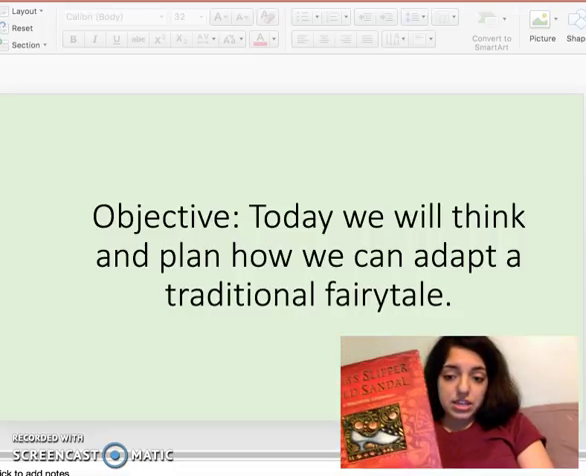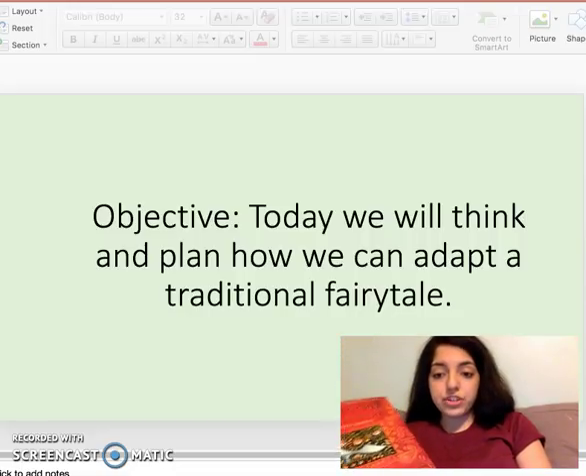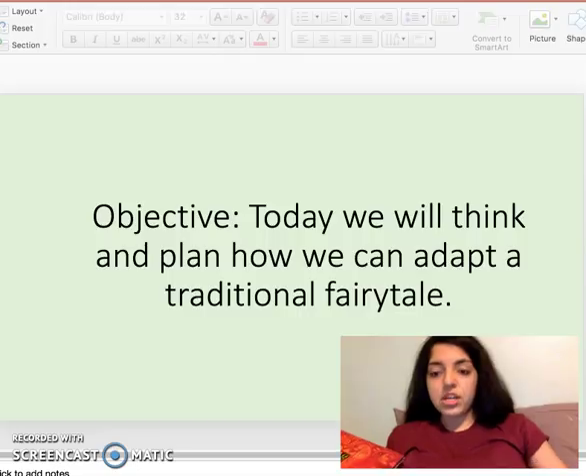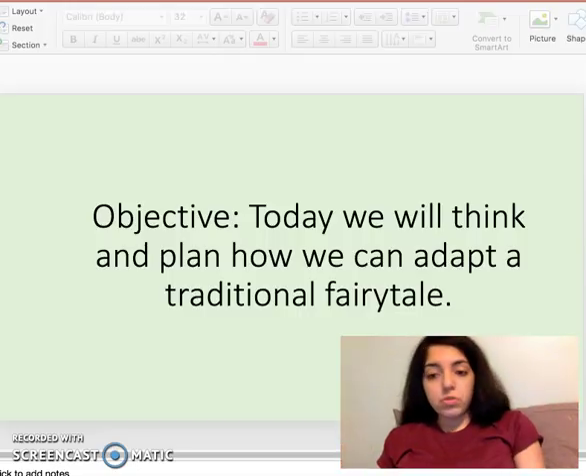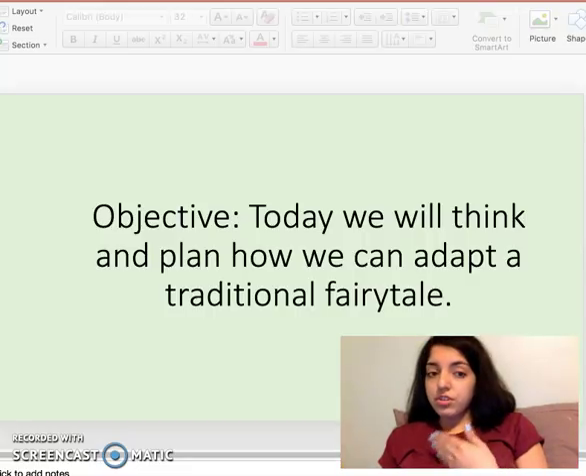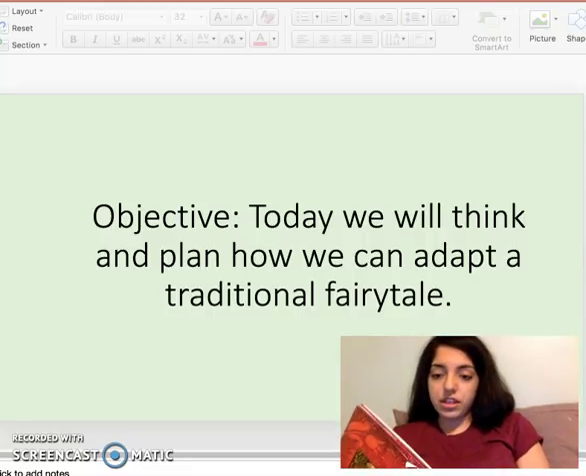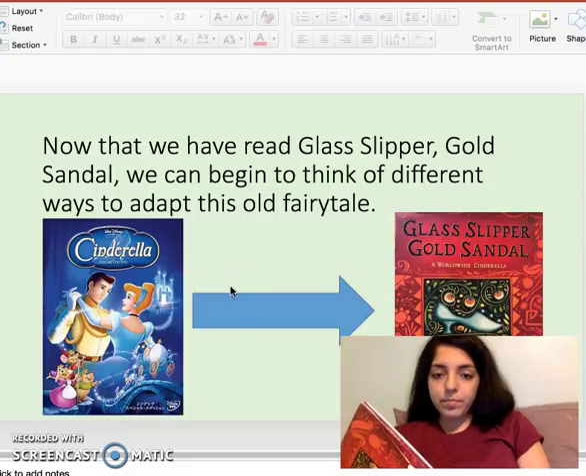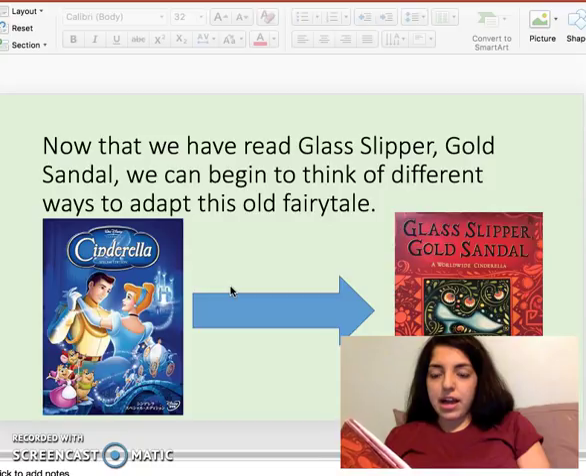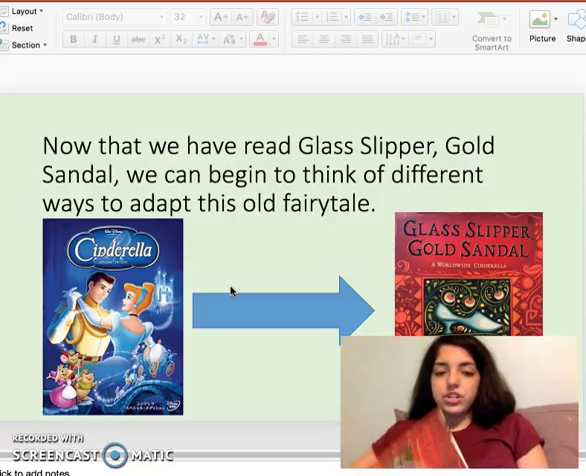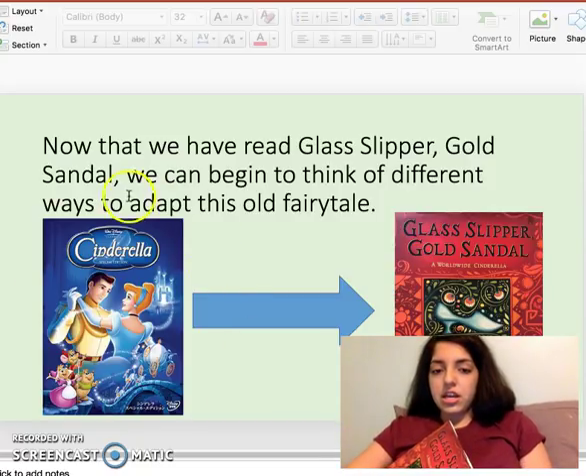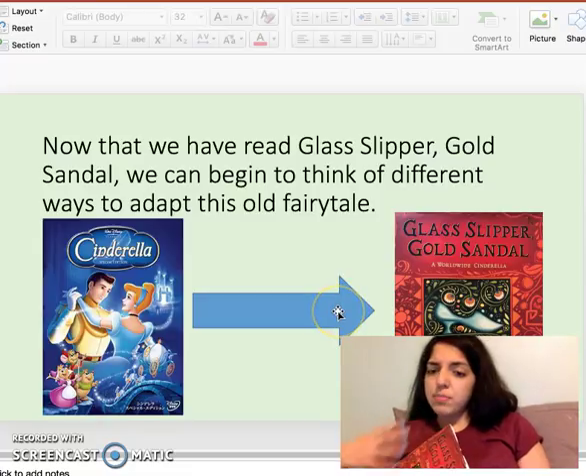So this book is actually an adapted version of Cinderella. So I'm sure most of you know the story of Cinderella. Most of you know the traditional story of Cinderella. So we are going to think about how an author can turn this Cinderella book into another fairy tale, an adapted version.